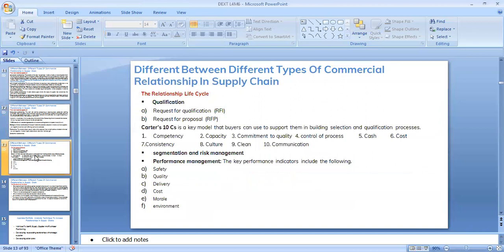So that is that. Since today is our very first day, should we call it a day now? Yes, it's so much today, right? So tomorrow we'll start with the relationship life cycle. Okay, all right. Let me stop the recording.